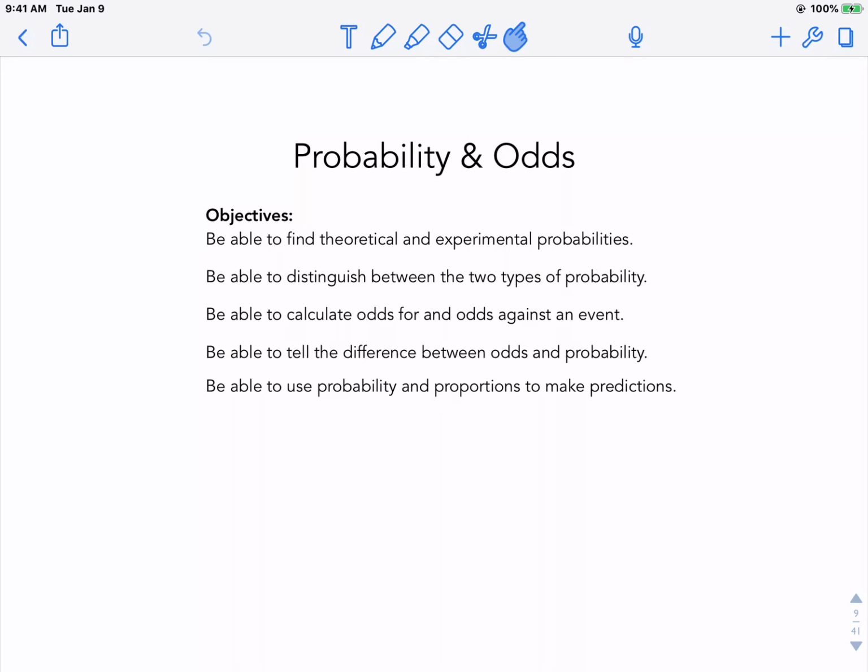Then in future lessons, we'll work on calculating odds for and odds against something happening, what the difference is between odds and probability, and then eventually to use probability and some proportions with algebra to make some predictions.